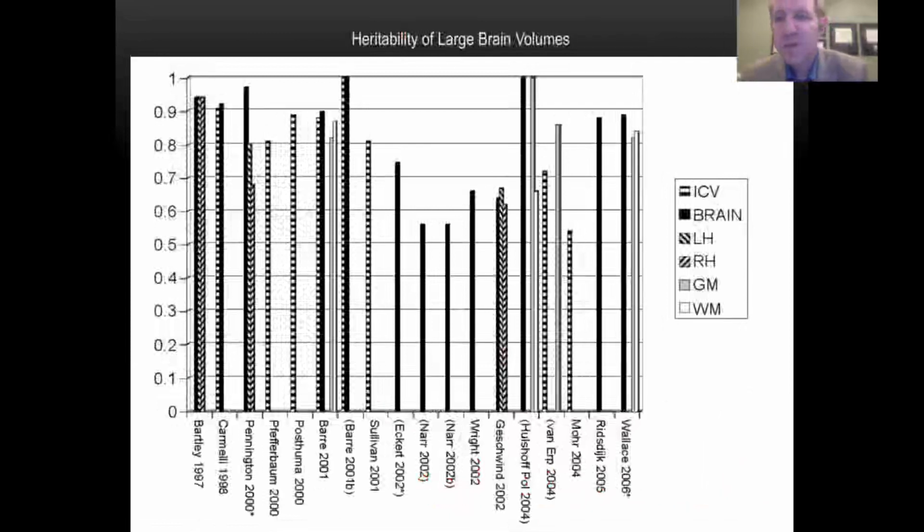Nevertheless, we are pretty convinced about some things. This is just an overview of several different studies looking at large brain volumes, and they differ in sample size, when they were done, but they have one thing in common, which is that if you're looking at large brain volumes, heritabilities are very, very high. Basically, it's pretty clear that genetic factors are dominant, sometimes seem like they're the only thing that influences individual differences in these big things, like intracranial volume or hemispheric volumes or total gray or white matter.